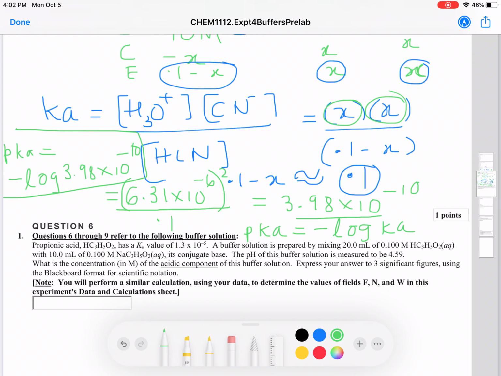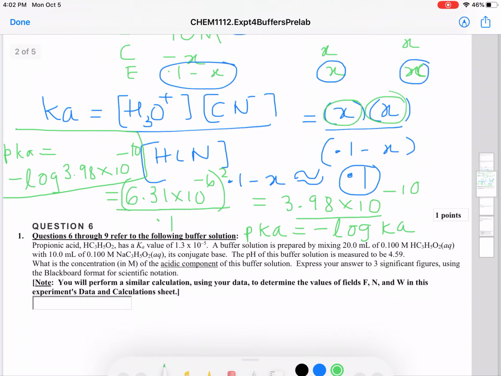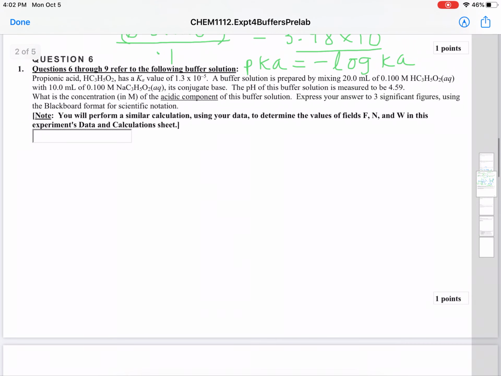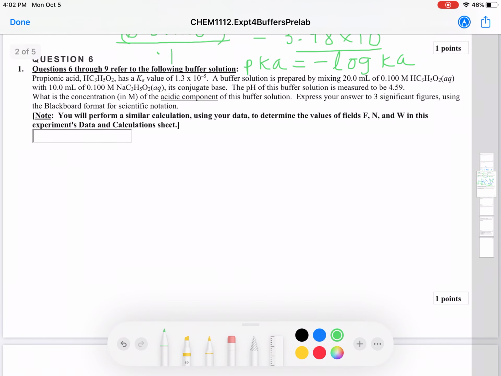pKa. Okay, and then let's do question number 6. 6 through 9 refer to the following buffer solution. Okay, now we are going to make a buffer solution. Propionic acid is a weak acid, HC3H5O2, has a Ka value of 1.3 × 10⁻⁵.